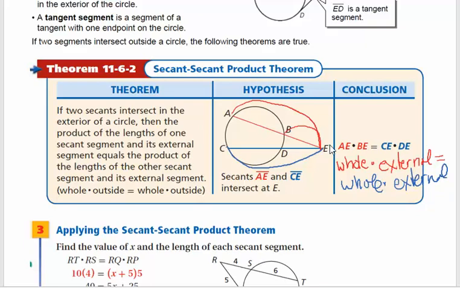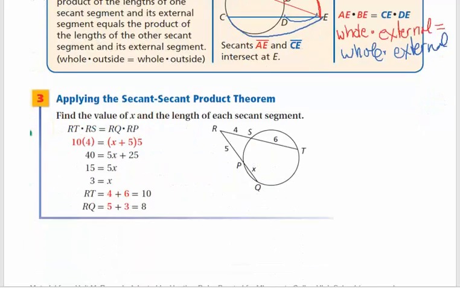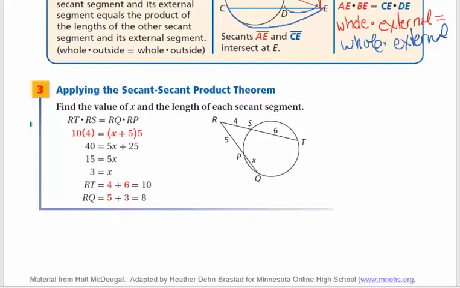So you have to do the whole thing times the external is equal to the whole thing times the external. I didn't mark the external in this one; it would just be from D to E. So be very careful of that. And the tangent one is going to be similar. So the whole times the external is equal to the whole times the external.